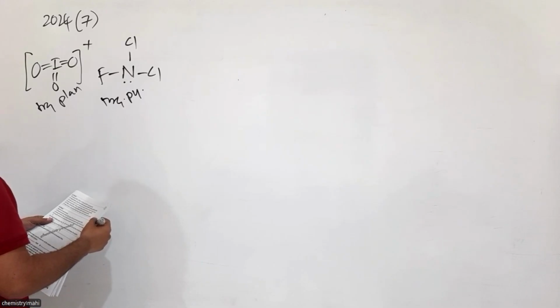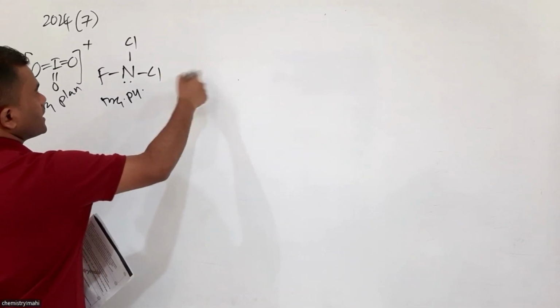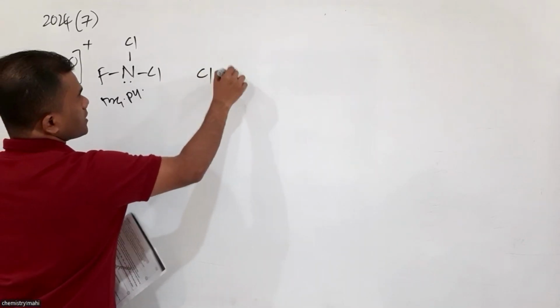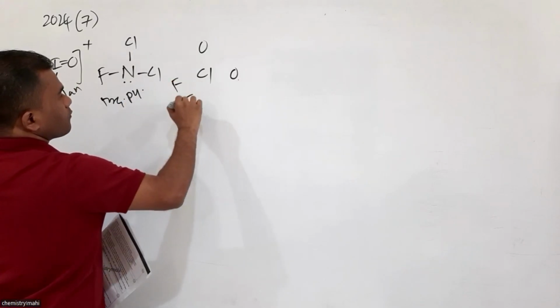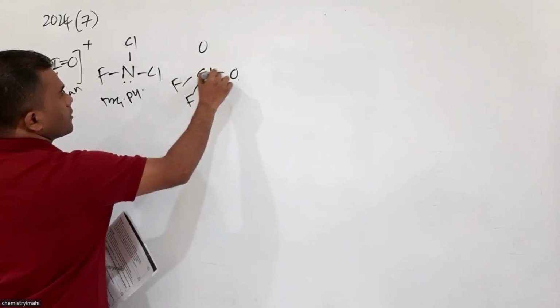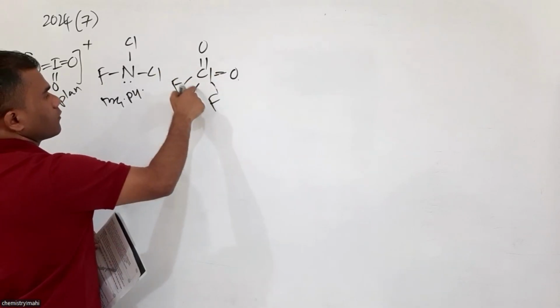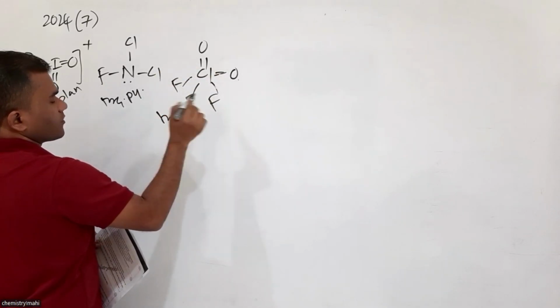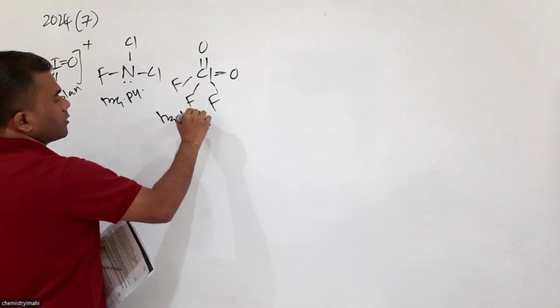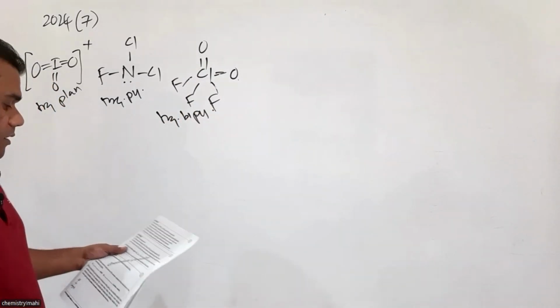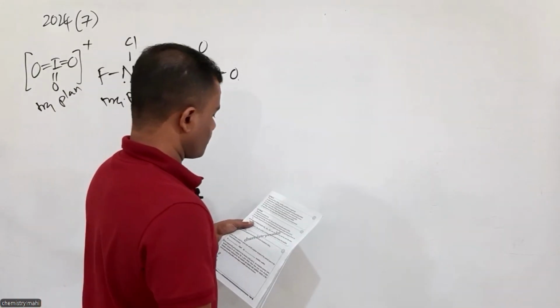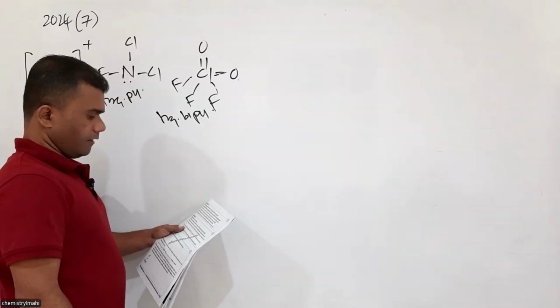Next, F3ClO2. The Cl should be the central atom. O2, F3. 1, 1, 1, double, double. 1, 2, 3, 4, 5, 6, 7. Everything, 1, 2, 3, 4, 5. 5 means 5 and 0. Trigonal bipyramid.